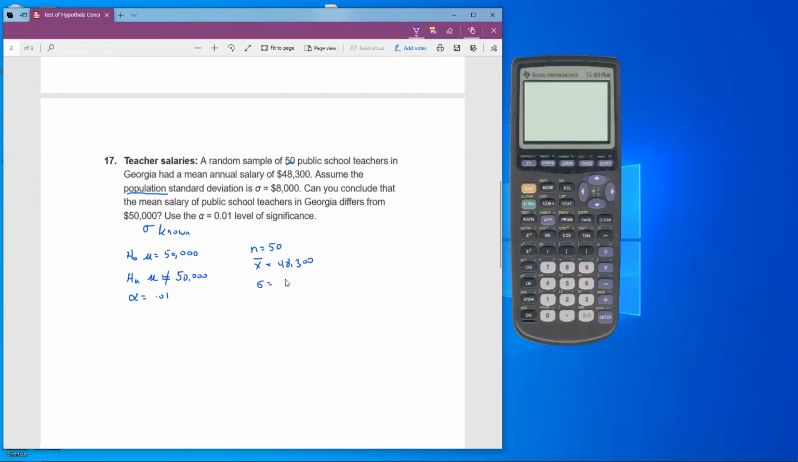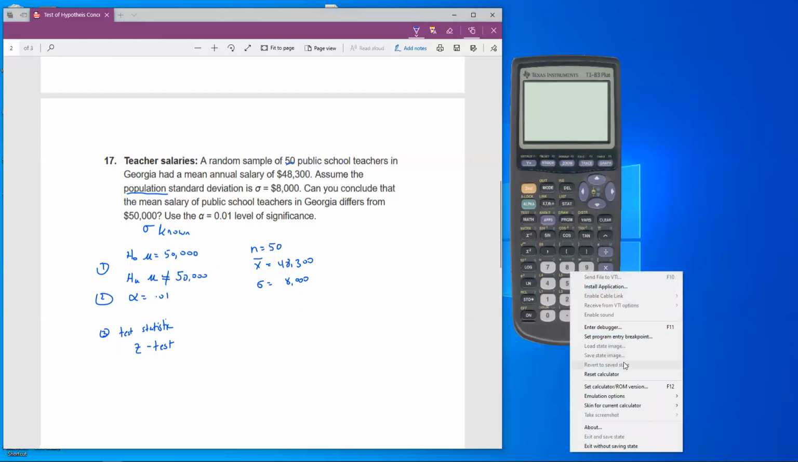And the sigma, that was 8,000. So we'll just write that off to the side here. So this was my step 1. This is my step 2. My step 3 is we're going to calculate our test statistic, which is a z-test, because they told us this is the population standard deviation. All right, so let's go ahead and pull this up.